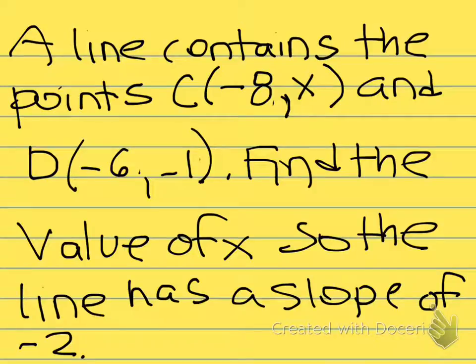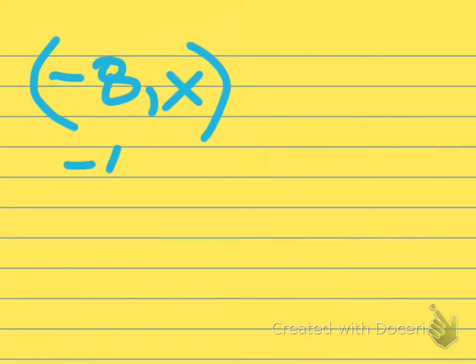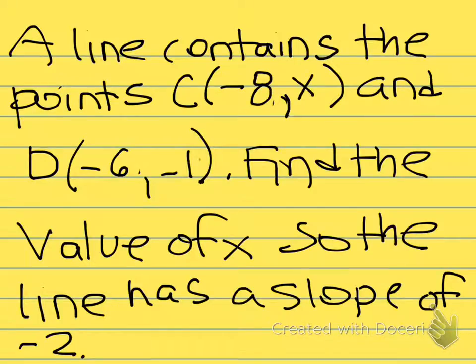Next, we're going to use that same idea to solve for x. So they give us 2 points, -8, comma x, and -6, -1. And we need to find the value of x so that the slope of the line is -2.